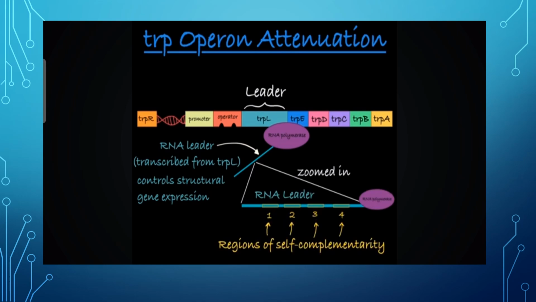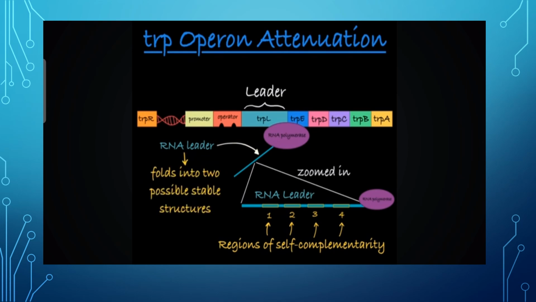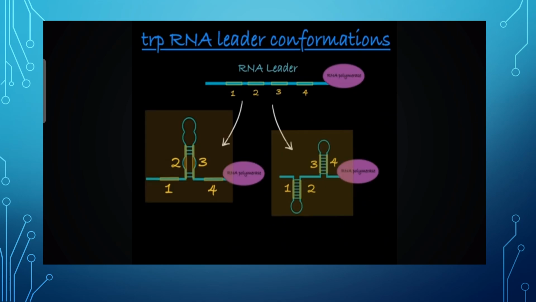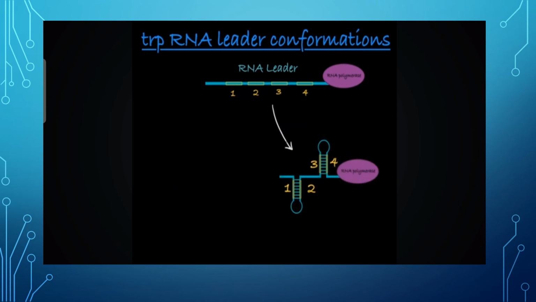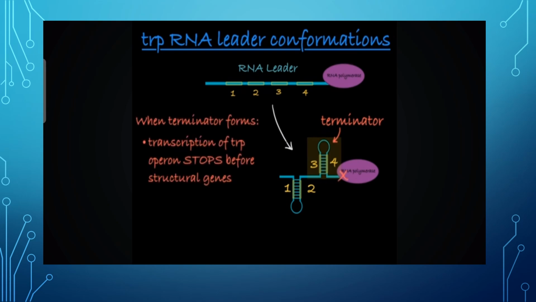When RNA has regions of self-complementarity, it will often fold in on itself to form stable structures. There are 2 stable conformations for this RNA leader sequence to form. Options for stable conformations of the RNA leader. Let's focus over here. This formation contains 2 hairpin loops, and this one is called a terminator. When this hairpin loop forms between regions 3 and 4 of the RNA leader, it causes transcription to stop before the polymerase can reach the structural genes.